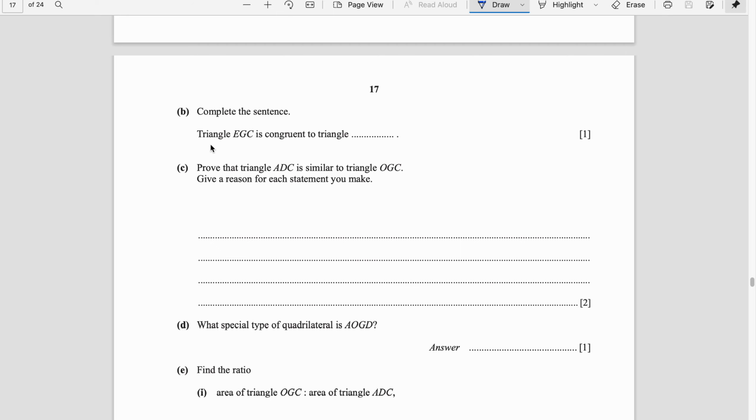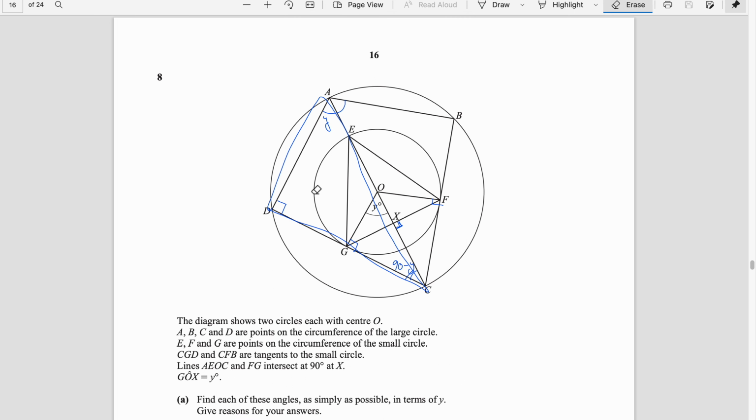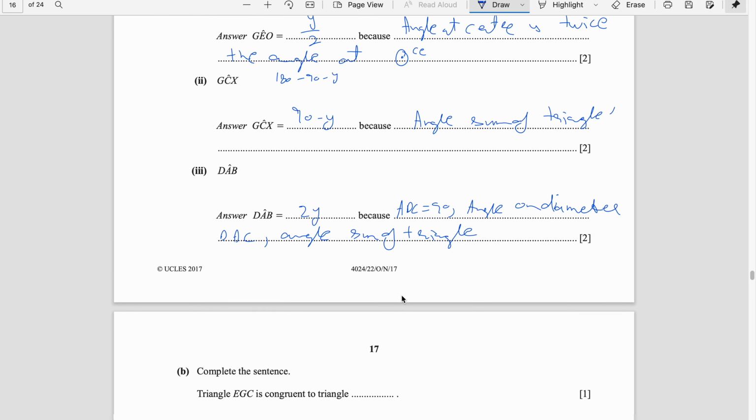Complete the sentence. The triangle EGC is congruent to EGC. This is E, this is G, and this is C. So it is congruent to EFC on the other side.